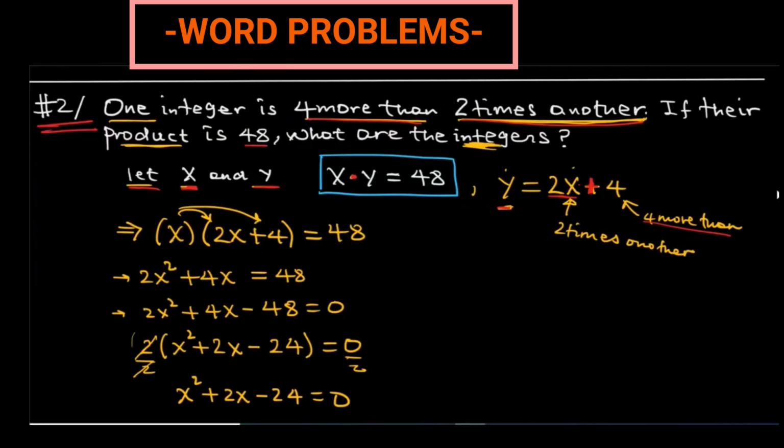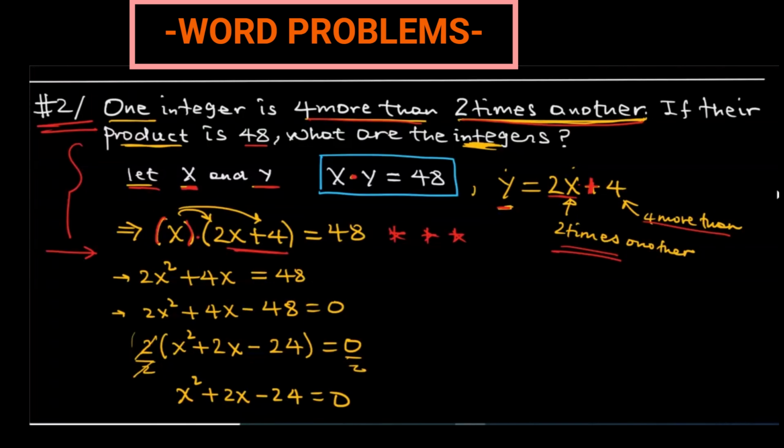Now I'm going to go ahead. x times y, which is 2x plus 4, the 4 more than twice the other part, must be 48. So this is the key part, the first step. The first couple of minutes are very important until this part.